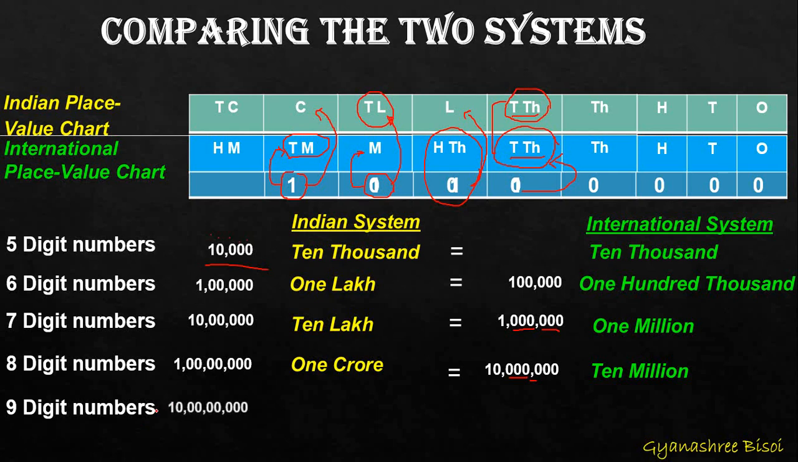Now I will take 9-digit numbers. Correct. So 1 followed by 8 zeros. Here I have taken this number. So how are you going to write? 1 followed by how many zeros? 8 zeros, right? 1 followed by 8 zeros. Now 1 is at which place? According to the Indian place value chart, that is at 10 crores place, right?